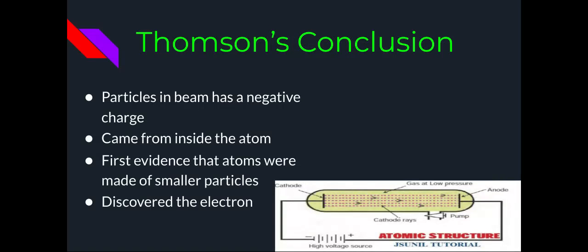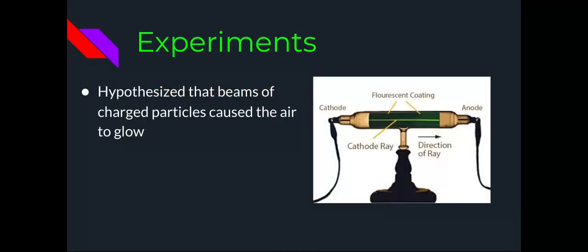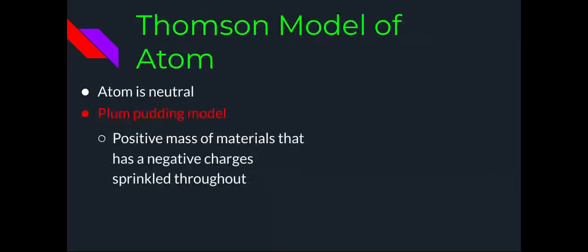He made a conclusion after doing these experiments. Particles in the beam had a negative charge, and these particles came from inside the atom. This was the first evidence that atoms were made of different particles, and he's actually the individual that discovered the electron. I want to go back to the cathode ray picture right here. Anode and cathode: one is positive and the other one is negative. He determined that the particles were negative because they would repel from the negative side of the cathode ray. That's how he determined that electrons have a negative charge.